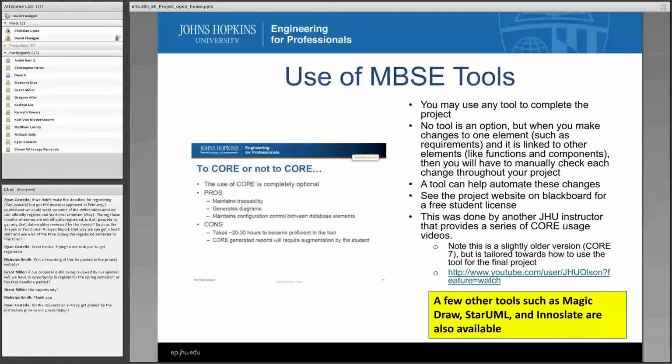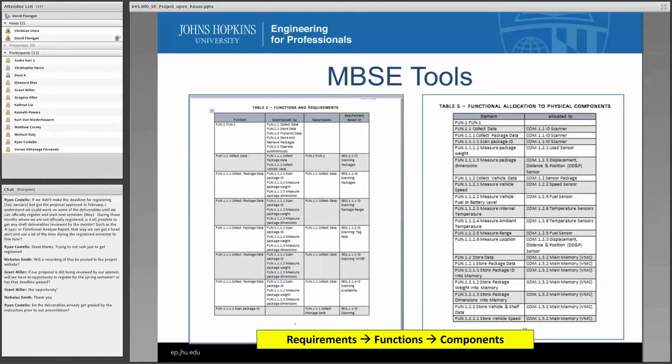But we'll show you in another slide here some of the things you have to consider. With MBSE tools, you've got a lot of the traceability. You're able to generate some of the diagrams, and you've got configuration control. Obviously, with any tool, you need to learn it a little bit. For Core, you've got some links there. They're actually on YouTube. There are now two sets specifically for the project. If you use this link, you just type JHU Core, Chris Olson, and he has a very good, in-depth description of how to use Core. Sometimes it's not as intuitive as some of the others, so it walks you through the steps.